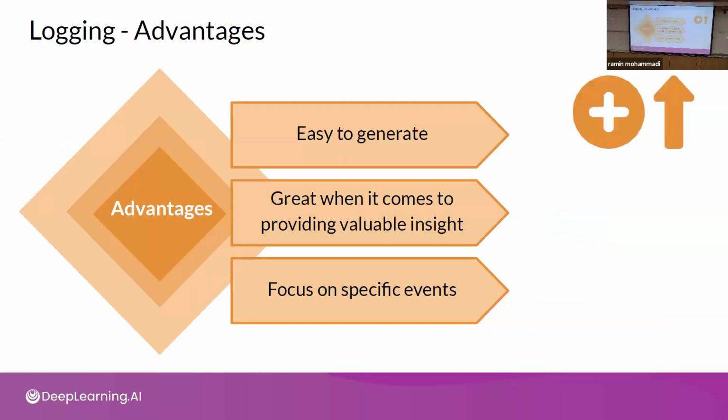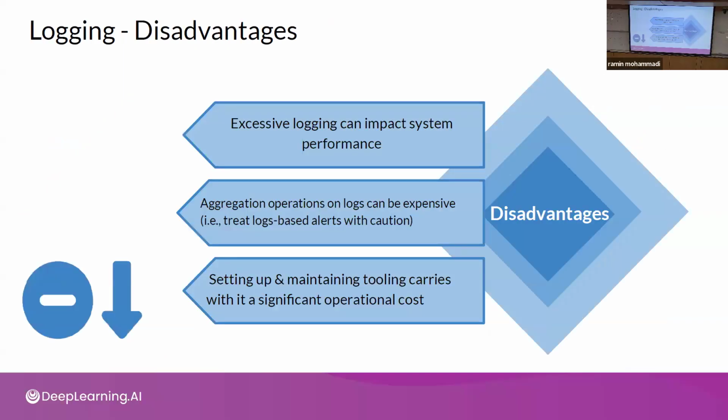So the advantages of that were that logs are easy to generate and could have lots of details. The disadvantage of logs is that if you log too much, it makes your pipeline slow. That's the reality of it. The aggregation of the logs becomes expensive. So if you have lots of logs and now you need to do something about it, it becomes really expensive and really slow. And then maintaining the log over time is also not that easy.